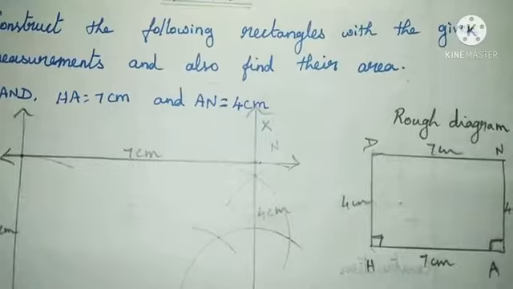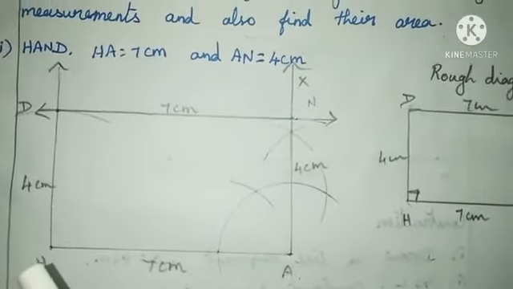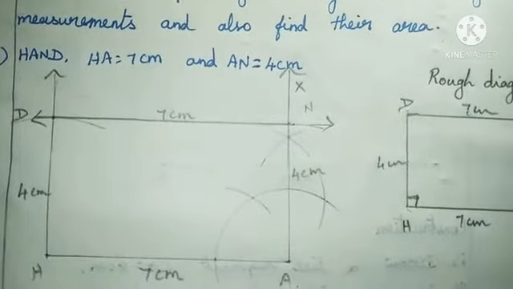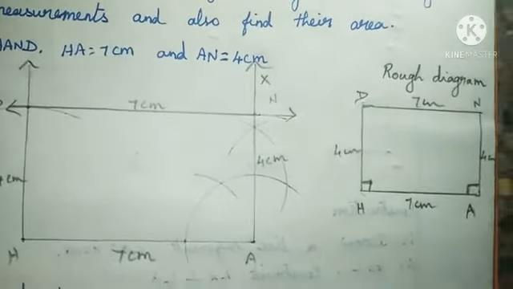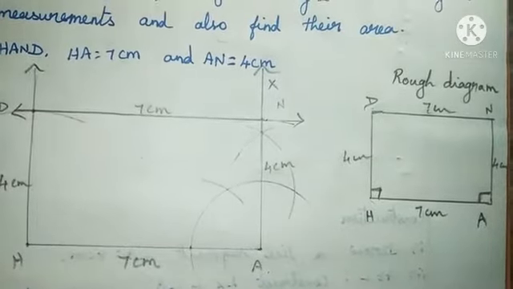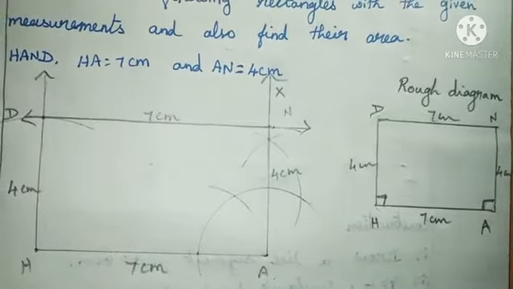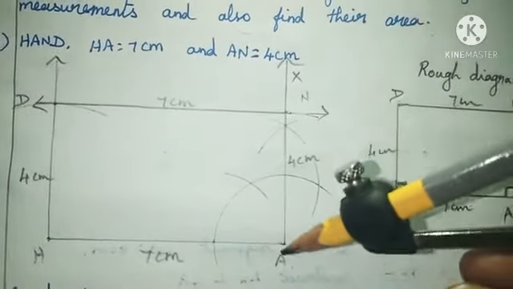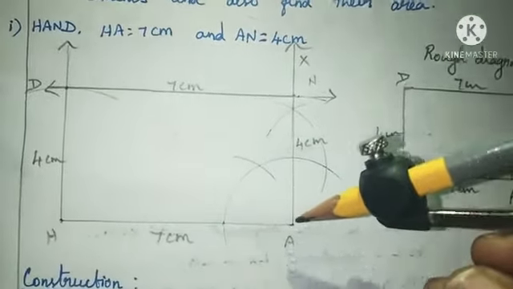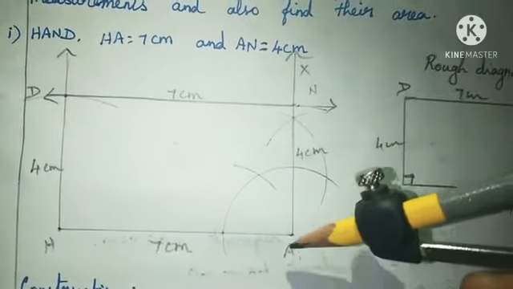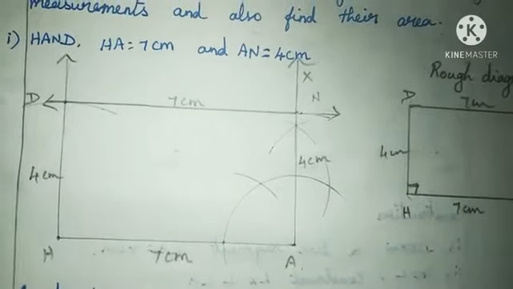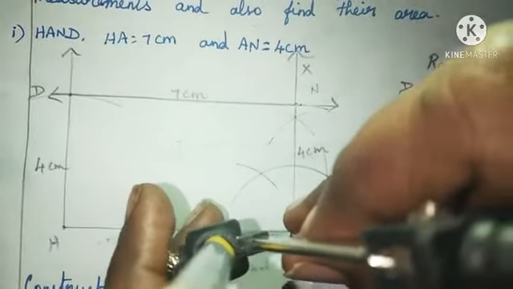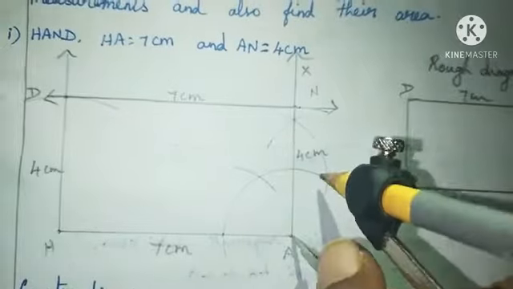To construct the rectangle, first you have to draw the base HA equal to 7 centimeter. After drawing the base, you have to construct the side AN. For that, first you have to draw the perpendicular line. We know that angle A is equal to 90 degree. So, we are going to construct the perpendicular line from A. For that, you have to take any measure in your compass and cut an arc. Cut an arc like this.